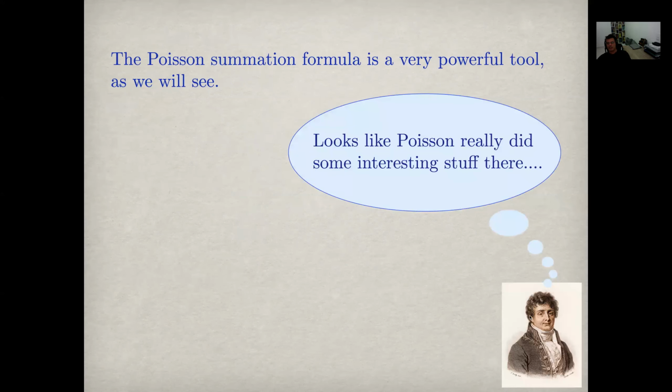And here, Professor Fourier is saying, yeah, it looks like Poisson really did some interesting stuff there indeed.